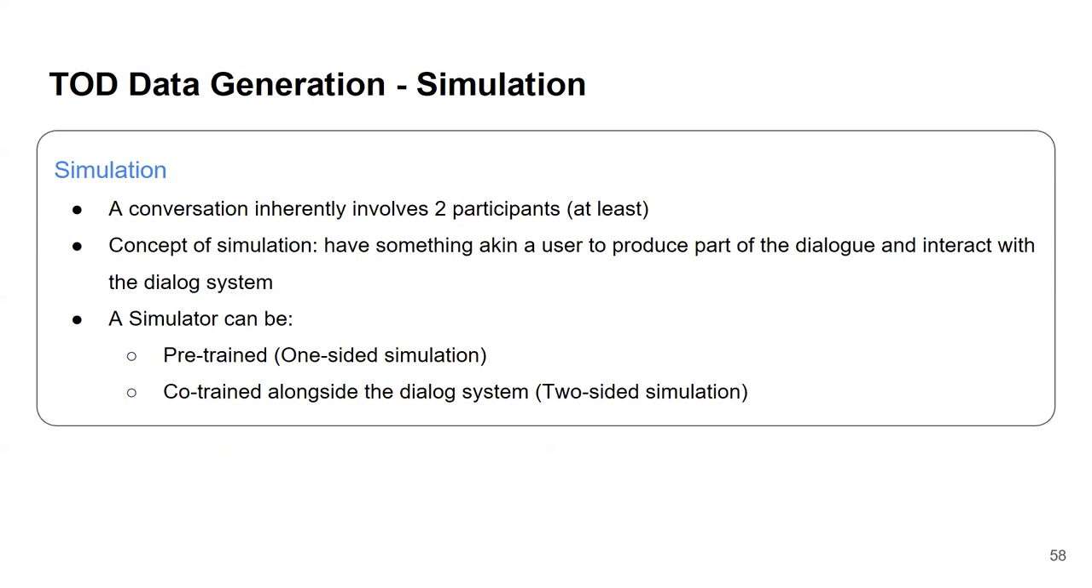What is simulation really? Any kind of conversation inherently assumes at least two participants. The concept of simulation is that you are a dialogue system and you want to talk to a user, but suppose that you do not have that user because of the data scarcity problem. We assume that we don't have access to data or to trained models in general. So instead of a real user, we assume that we have a simulated user, some kind of model that knows how to interact as a user, so that you as a dialogue system can communicate with it and learn through that. This is what we call simulation. Most of the TOD methods that we will discuss use simulation, and it can happen in two ways. It can be one-sided, where you are the dialogue system and the simulated user is a pre-trained model. Or it can be two-sided, where both the dialogue system and the user simulator learn together.